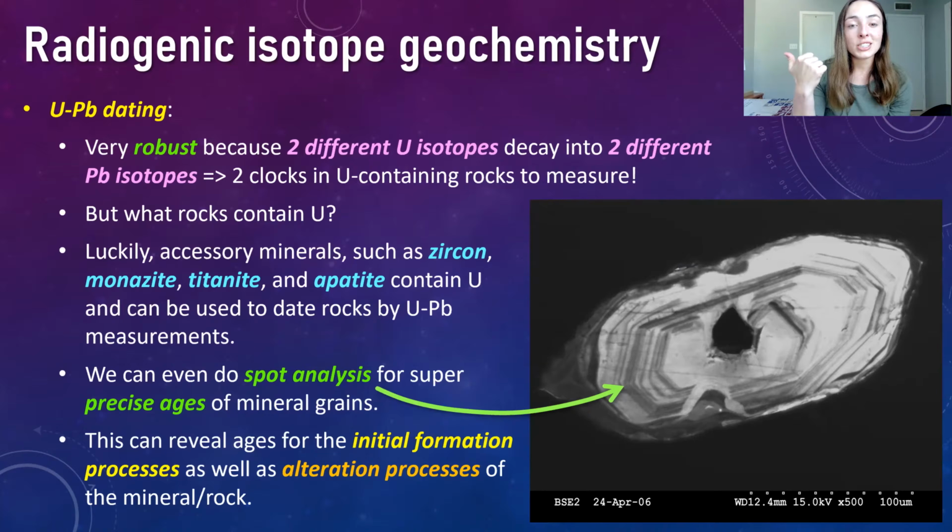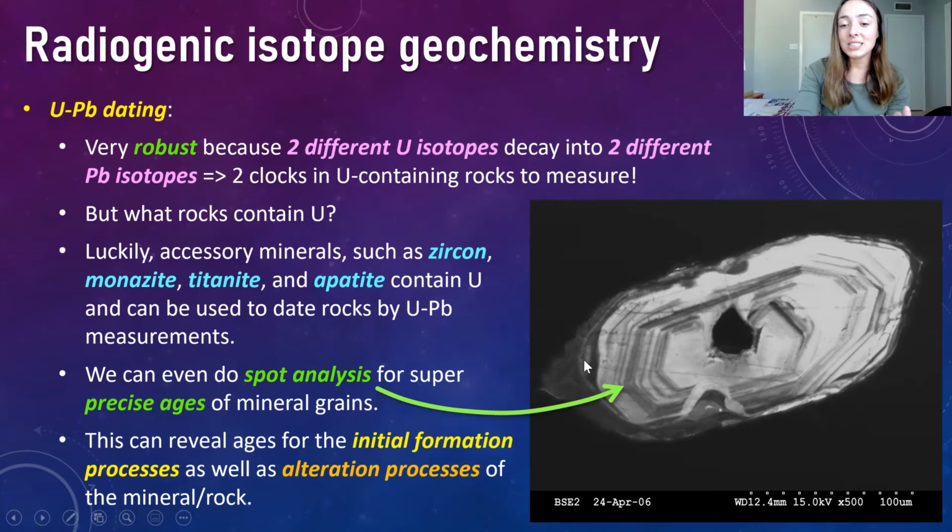Additionally, something I mentioned in that absolute dating video is that uranium has a really long half-life, meaning it takes absolutely forever for it to decay into its daughter product. You might think this is a disadvantage, but because rocks are really old, it's really useful. And that's because when the half-life is really long, we can date really old rocks. Another great advantage to this technique is that we can even do spot analysis for super precise ages.